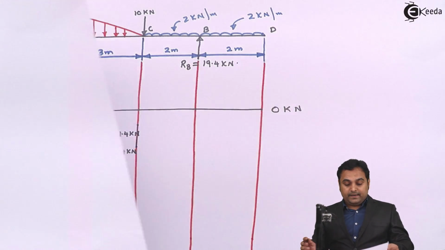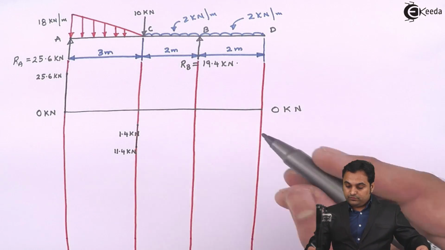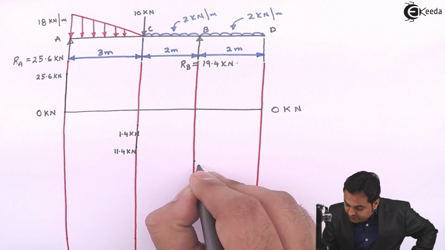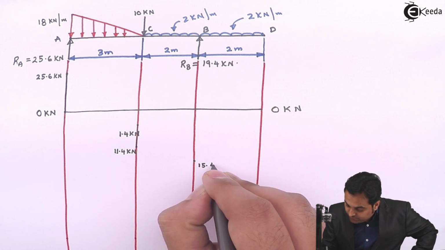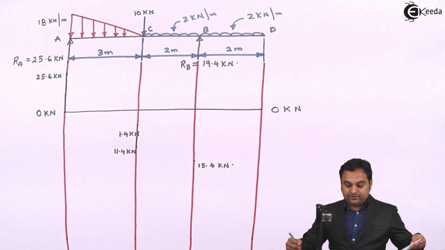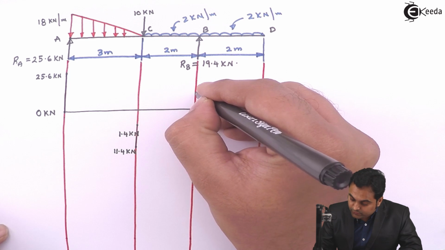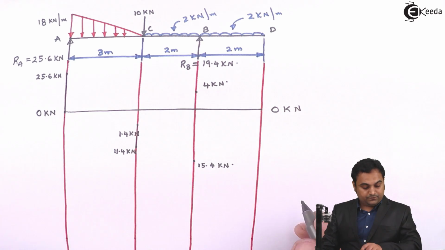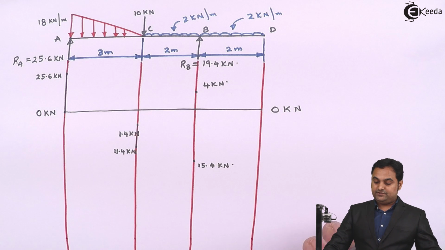Then at B again there are two values. First minus 15.4, which will be below 11.4, so minus 15.4 kilonewton. Then it goes into the positive region, that is plus 4 kilonewton. Now at D the value is 0, so I need to connect these points.